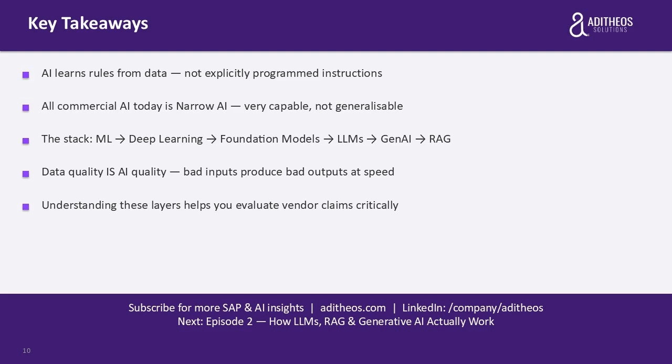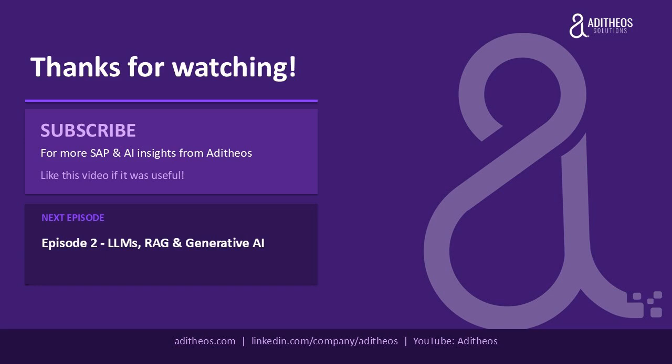Data quality isn't a prerequisite for AI, it is AI. Bad data means bad outputs at scale. And understanding these layers is what lets you evaluate vendor claims and make better implementation decisions. In the next episode, we're going deeper on the core technologies, how LLMs actually work, what RAG solves and how the Model Context Protocol enables AI agents to interact with the outside world.